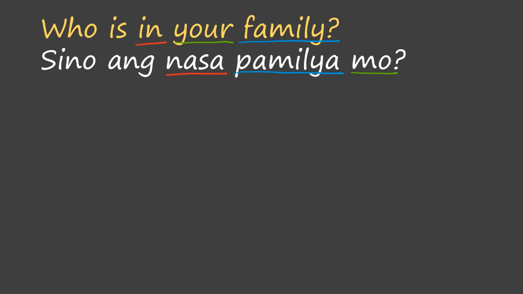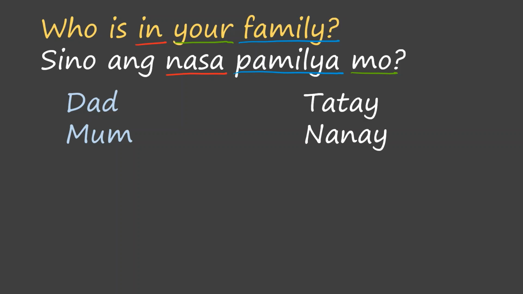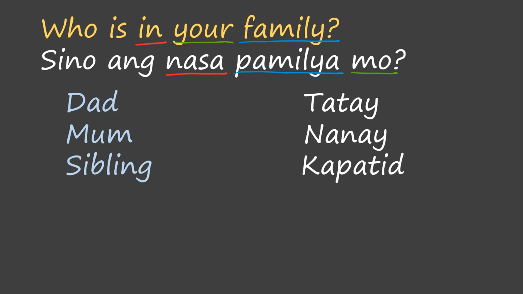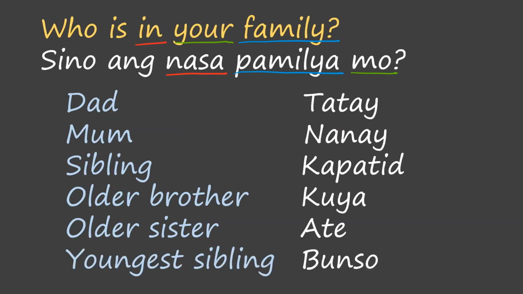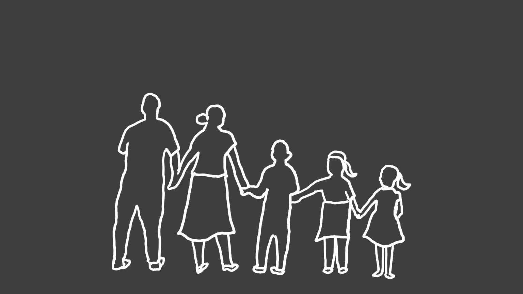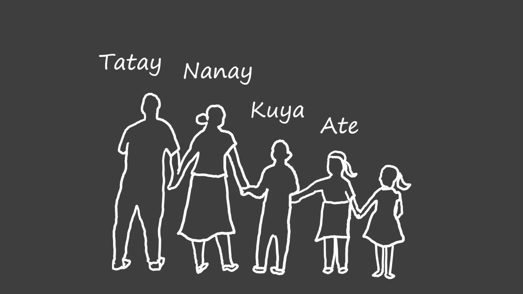Meanwhile, here are the different members of a family. Dad is tatay. Mom is nanay. If you have a brother or sister, sibling, kapatid. Your older brother is kuya. Your older sister is ate. And if you have a youngest sibling, it is bunso. Here is an illustration of the family members. You have tatay, nanay, kuya, ate, and bunso.